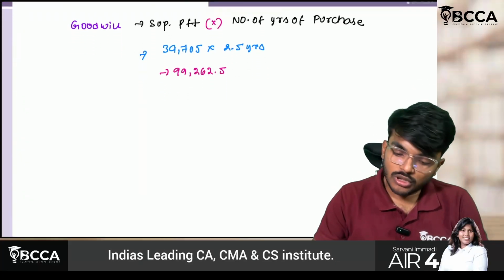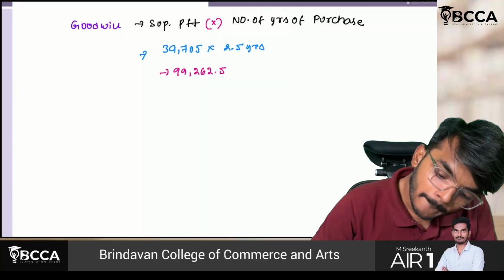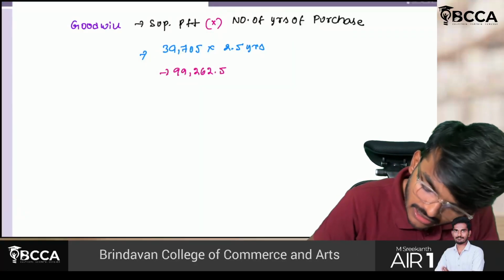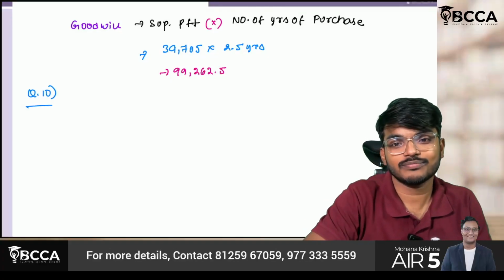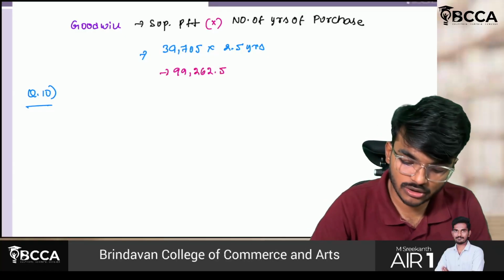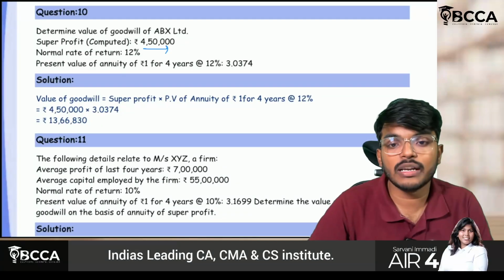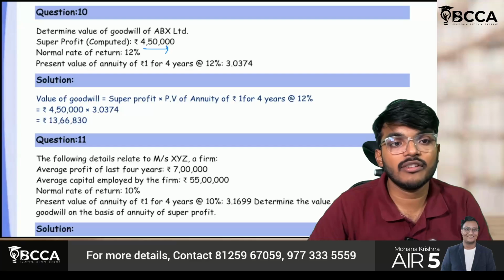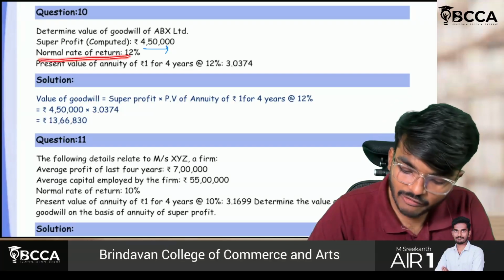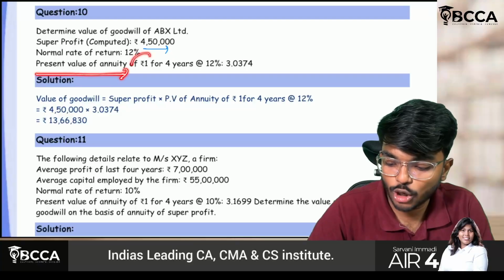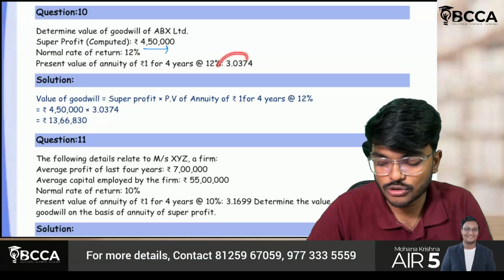Now let us move to the next question, which is question number 10. Quickly start this question. Another very small question. Let's check it. Very simple. They have given the super profit directly as 4,50,000. Normal rate of return is 12%. Present value of annuity of 1 rupee for 4 years is 3.0374, which they have also given.